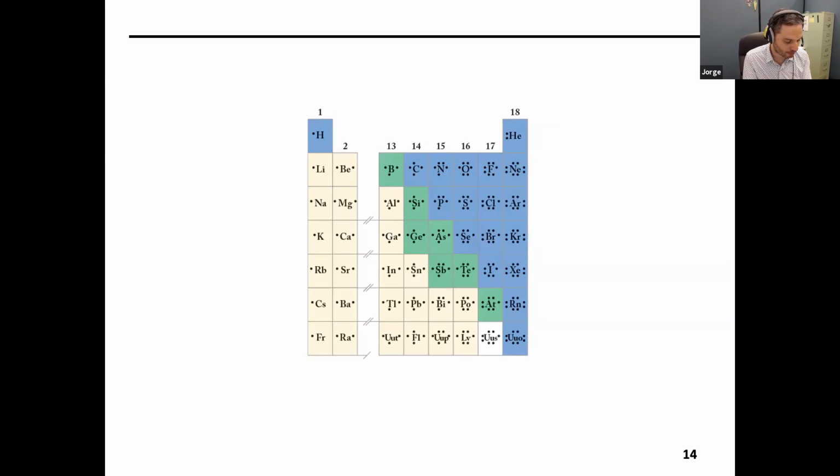So with that, I think that's more than enough for today. I will stop at this point, and then on Friday, I will show you how to connect atoms using the covalent bonds.